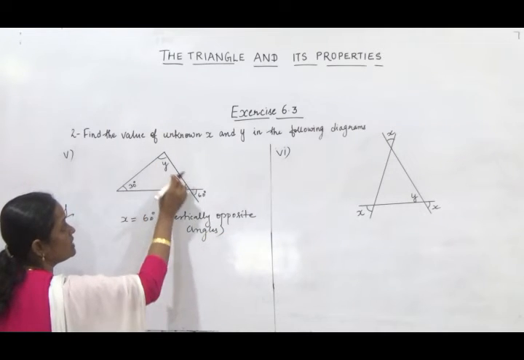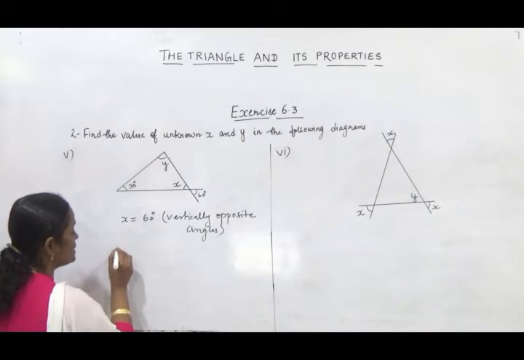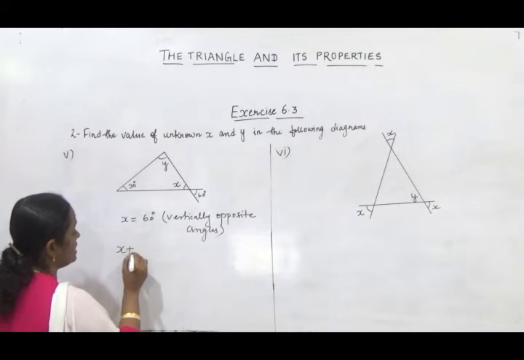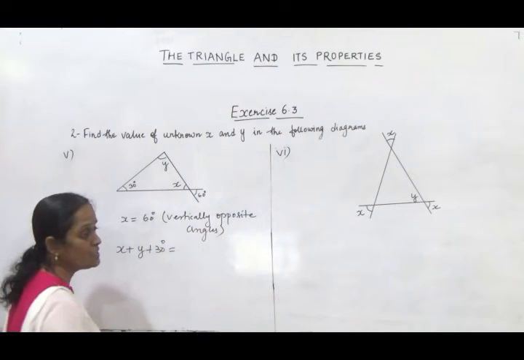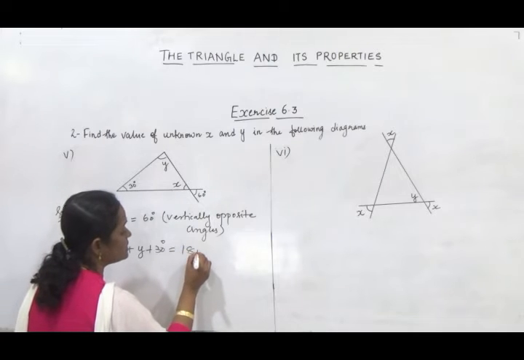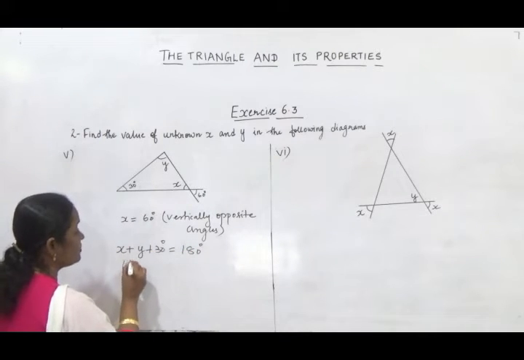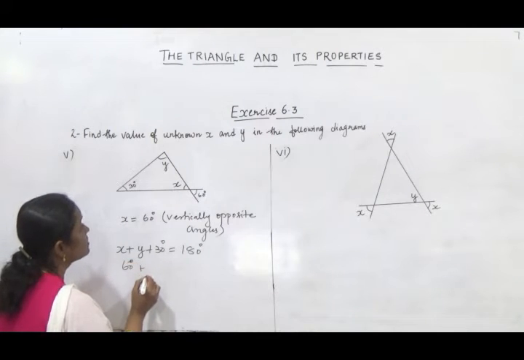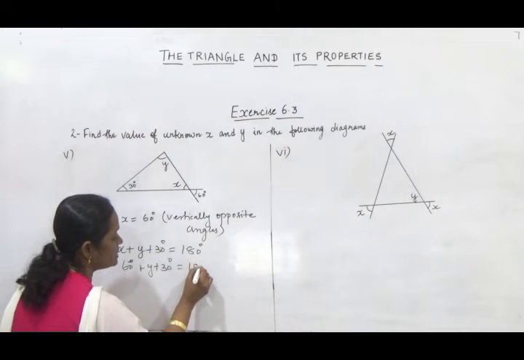Now in this triangle, the sum of these three angles is equal to 180 degree. So angle x plus y plus 30 degree. The sum of the measures of these three angles is 180 degree. Now x is 60 degree plus y plus 30 degree is equal to 180 degree.